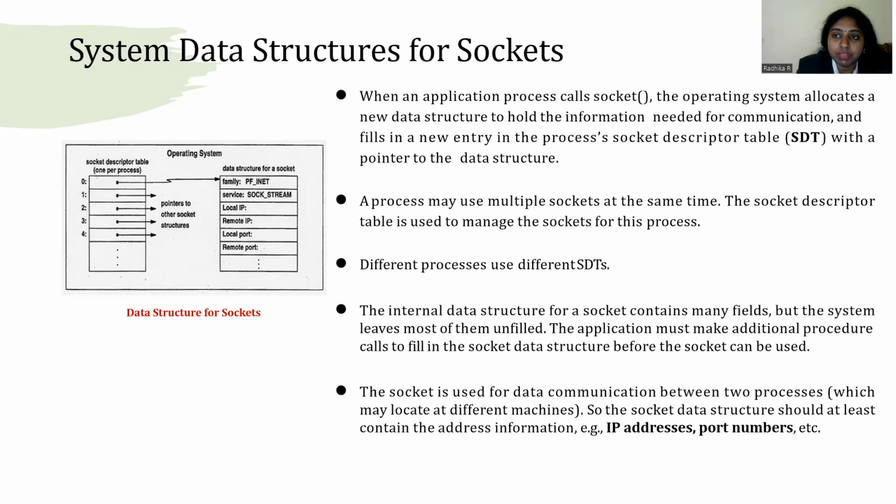What details will be there in the socket descriptor table? What is the pointer that points to the operating system's data structure for a socket? How is it done over there? A process may use multiple sockets at the same time. The socket descriptor table is used to manage the sockets for this process, and different processes use different SDTs. As you know, if a single socket is initiated with a single operation, it will point to the single operation.